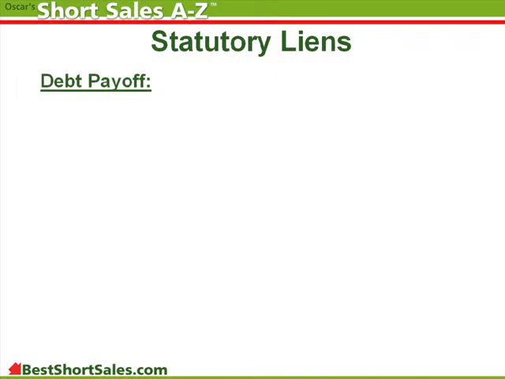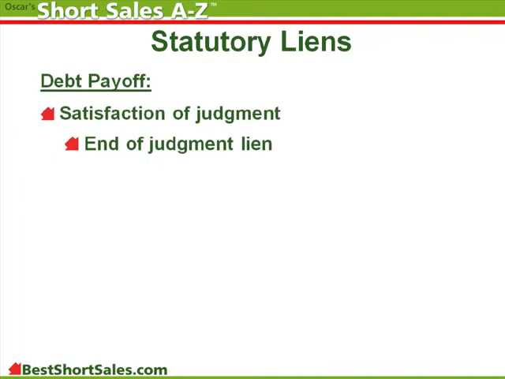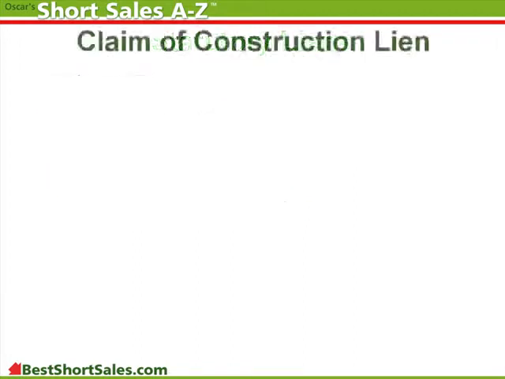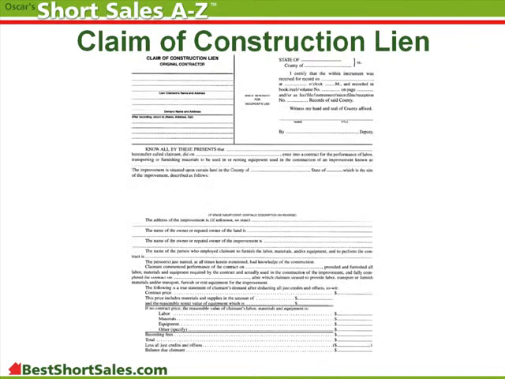Debt payoff. As with all types of liens, statutory liens only last until debt payoff. The satisfaction of judgment is typically the instrument of choice to demonstrate the payoff and end of a judgment lien. The name of this document varies somewhat per jurisdiction. The satisfaction of lien is typically the instrument of choice to demonstrate the payoff and end of most other types of liens. There are all kinds of liens. They all work similarly. These are examples of the most common types of lien related to short sales.